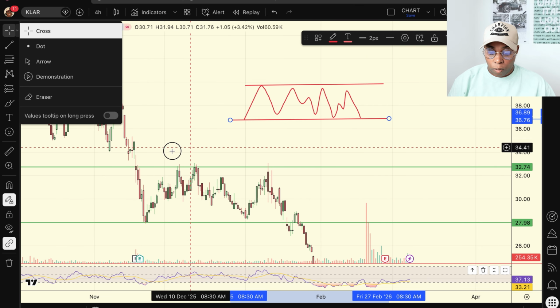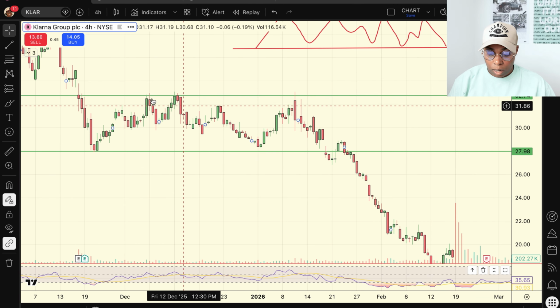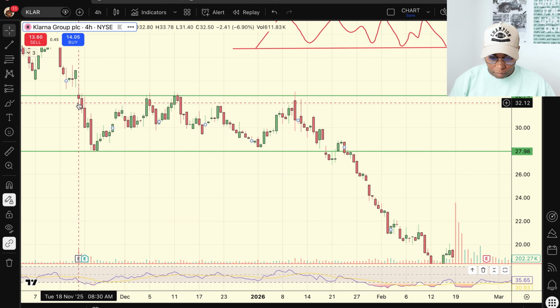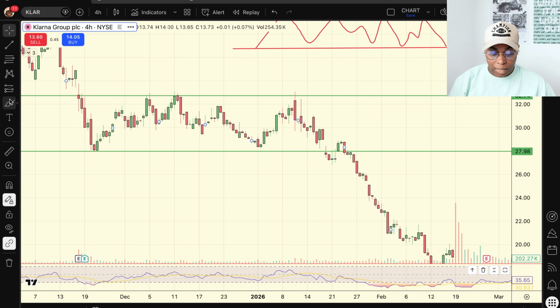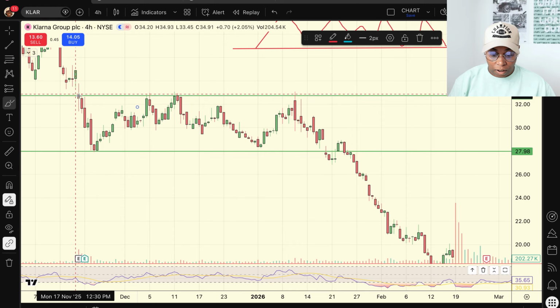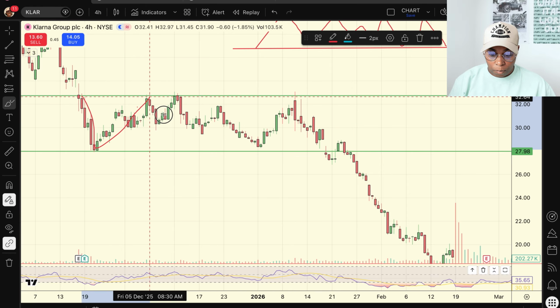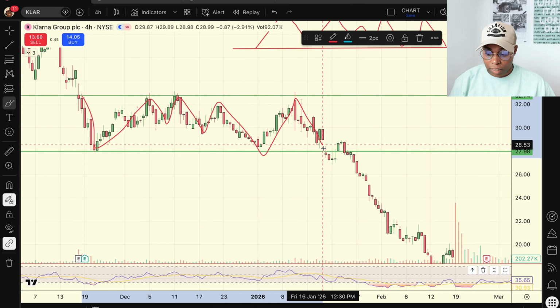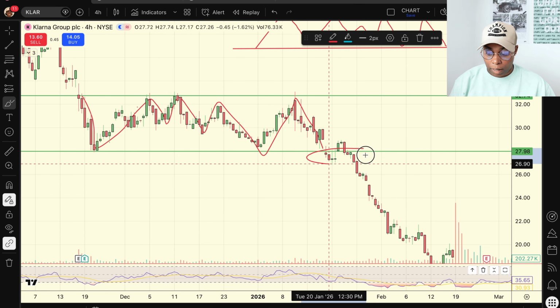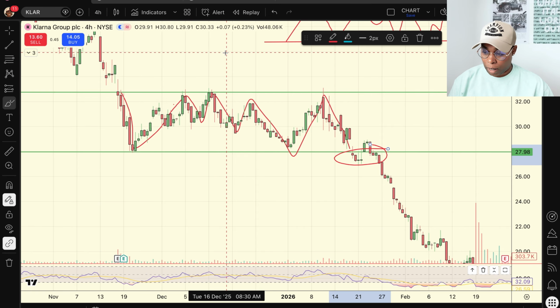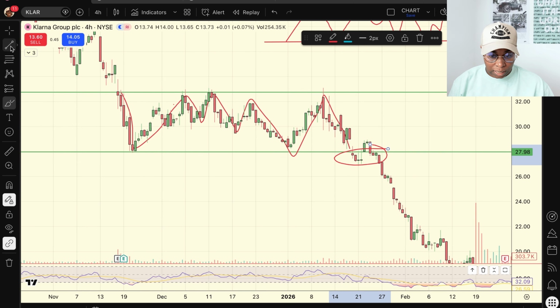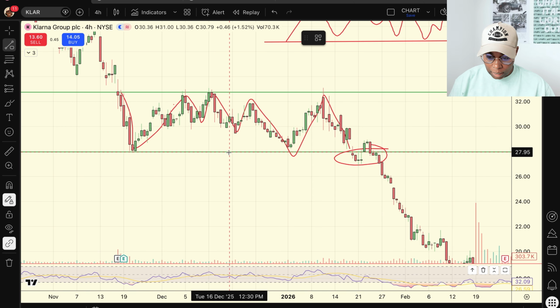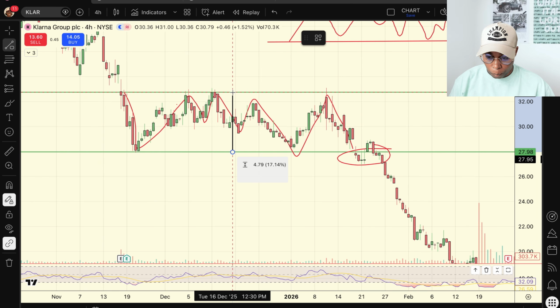In that case, right here with Klarna, if we come back here, once it got inside of this was back on November 18th of 2025. You notice what it did for months before it finally broke out here, back and forth between these exact same levels over and over again until it finally decided to break out. This particular range is approximately $32 to $27. So let's get an info line and see what type of range we're working with here. Approximately a $4.79 range.